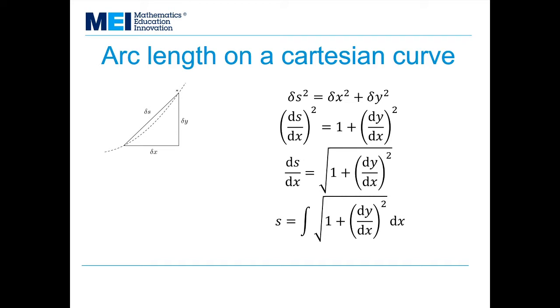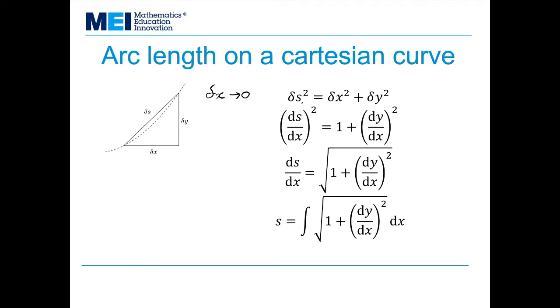So here's my curve again, and this time I'm considering a short change in x, delta x, and a short change in y, delta y, in terms of delta x. So I'm in Cartesian, everything is defined in terms of x, so I can consider a small change in x, delta x. And once again, I've got my chord, which is approximating the arc length, which I've called delta s. So by Pythagoras, delta s squared is delta x squared plus delta y squared. Now I can consider what happens as delta x tends to 0.